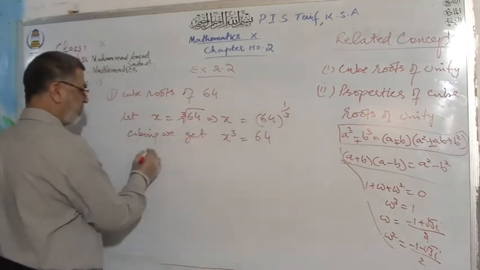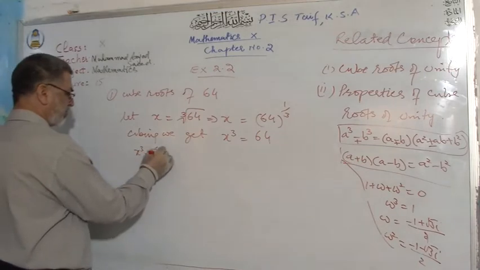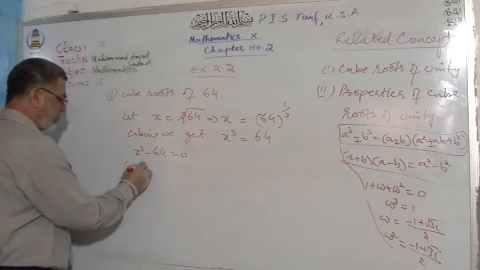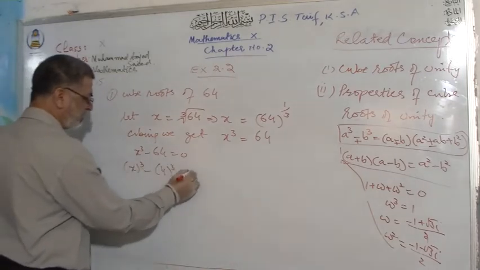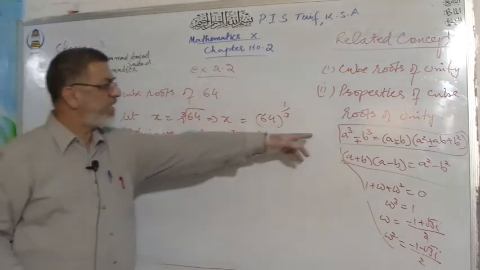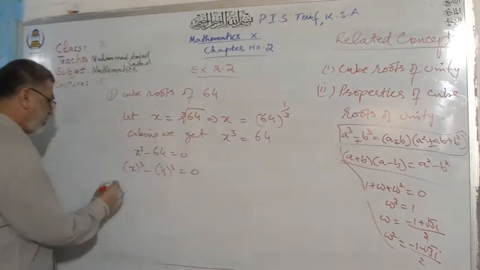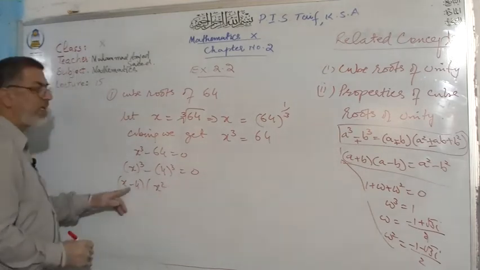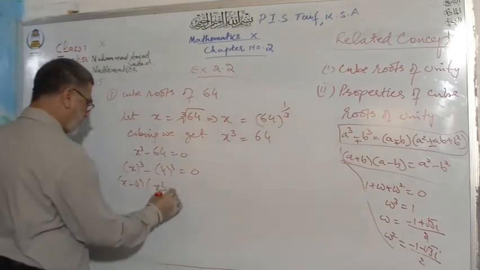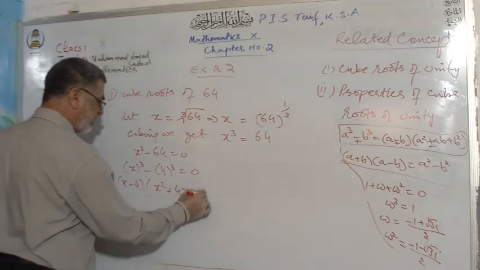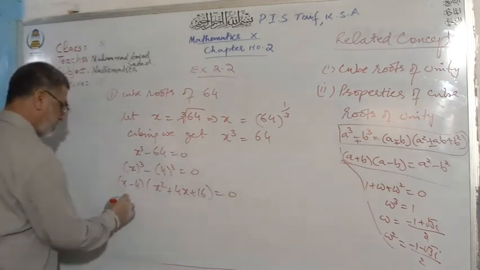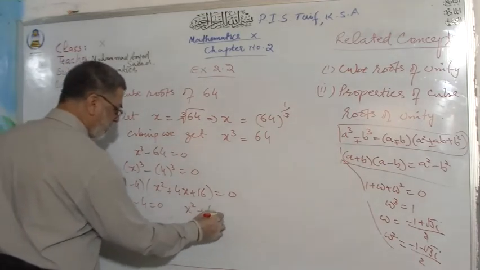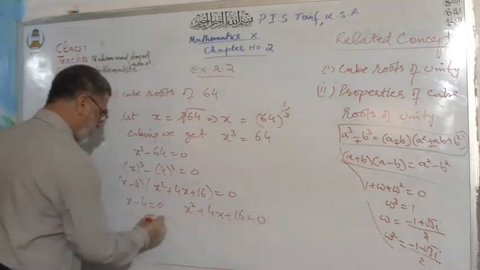You can bring 64 to the left hand side, equal to 0. Write down the proper shape of the formula: a cube minus b cube, that is your first formula. So x minus 4 into x square, here was minus in the bigger bracket, it will be positive sign, that is plus 4x, and 4 square is 16, that is equal to 0.